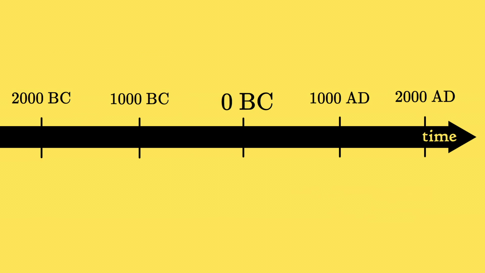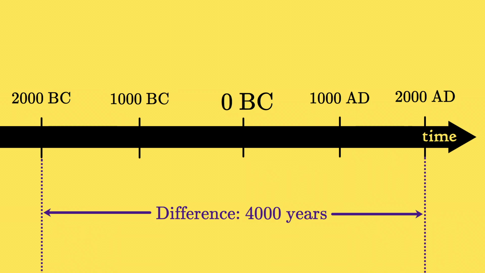Notice that in the BC portion of the timeline, the years count down toward the 0 point. In the AD portion, they count up as they approach the present day. This means that, for example, the year 2000 BC occurred 4,000 years before the year 2000 AD. That's the difference between these 2 points in time.